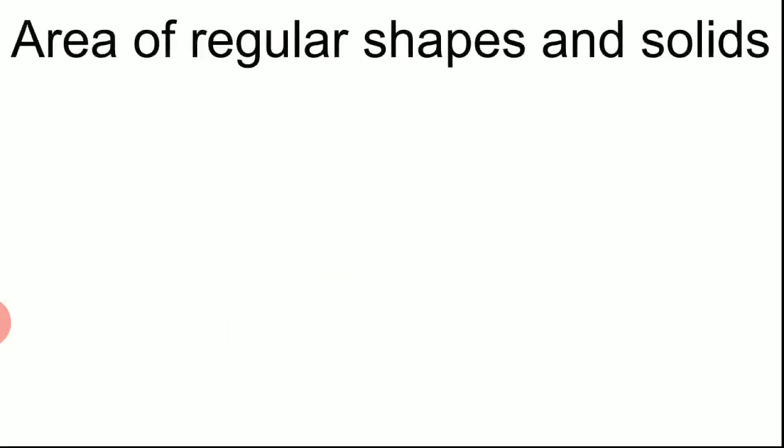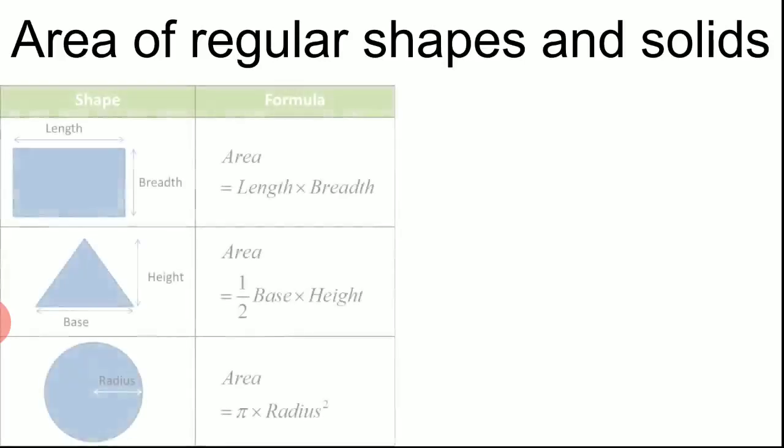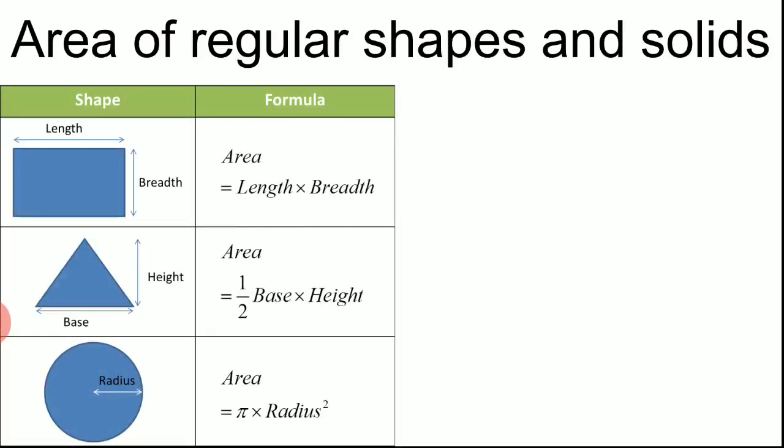Now let's discuss the area of regular shapes. When we need to find the surface area of regular shapes like square, rectangle, triangle, circle, we already have formulae for those. For a square we already know it is side square, which we did in the previous slides. For a rectangle we have the formula as length into breadth. For a triangle we have the area formula as half into base into height. And for a circle, when the radius is given, we have pi r square as the area formula.